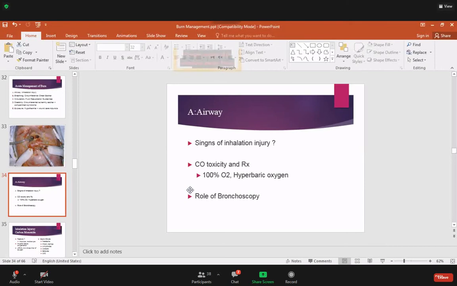There are chances of having carbon monoxide toxicity, and you have to keep oxygen and hyperbaric oxygen ready for the patient. Initially we start with just simple oxygen, and then if the patient is developing symptoms, we can put him on hyperbaric oxygen.